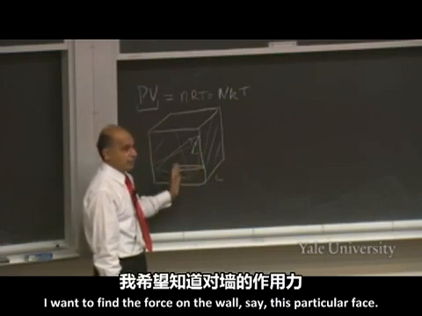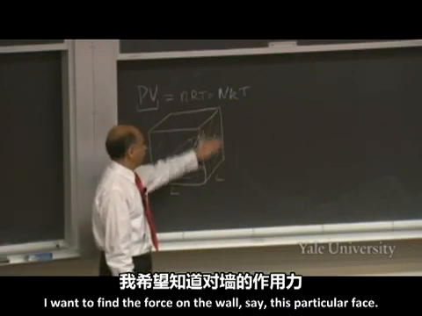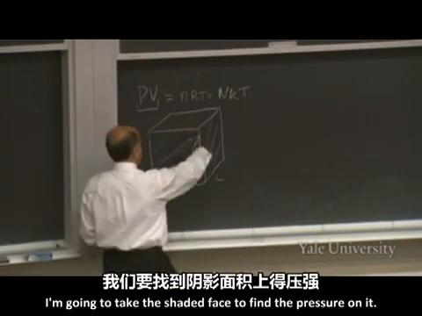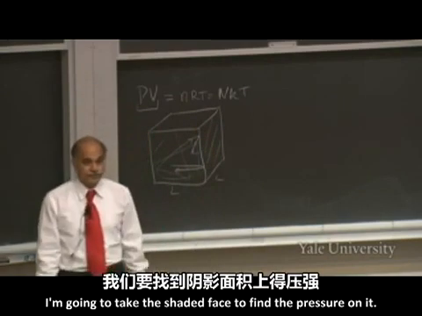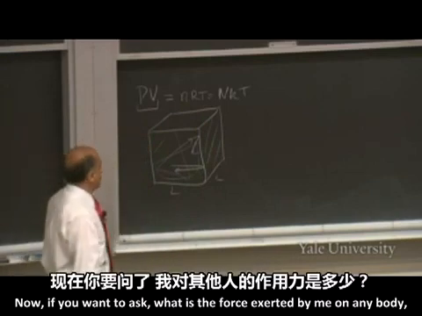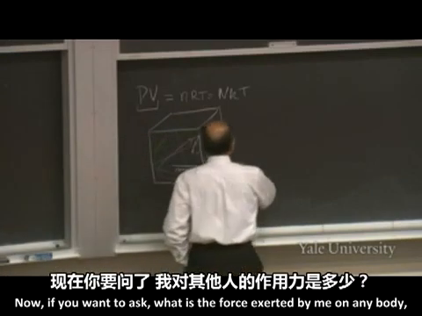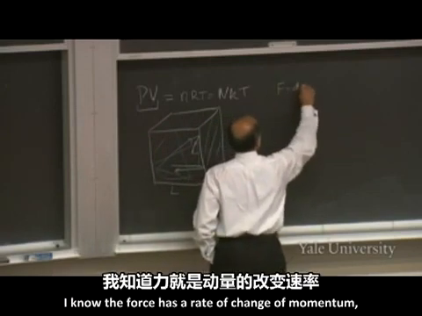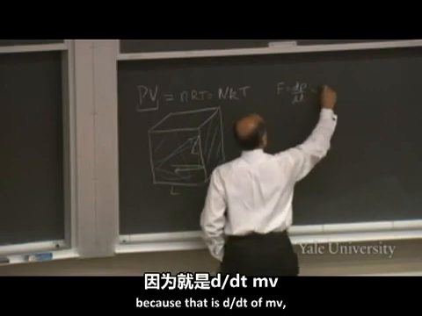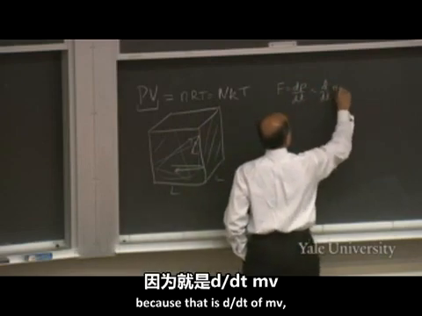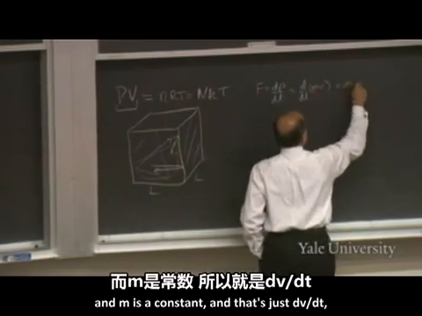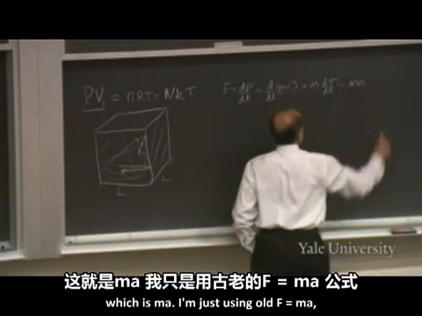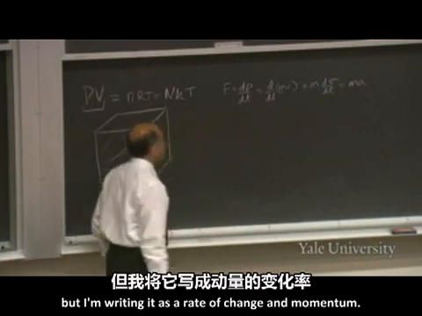I want to find the force on the wall, say this particular face. You can find the pressure on any face. It's going to be the same answer. I'm going to take the shaded face to find the pressure on it. Now, if you want to ask what is the force exerted on any body, I know the force is rate of change of momentum, because that is d by dt of mv, and m is a constant, and that's just m dv/dt, which is ma. I'm just using the old F equals ma, but I'm writing it as rate of change of momentum.